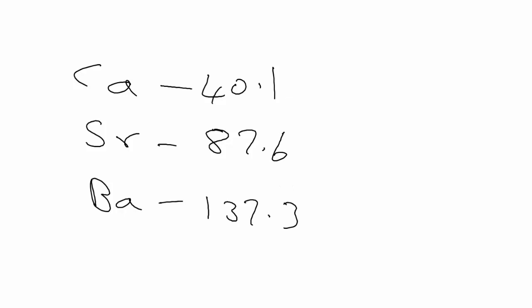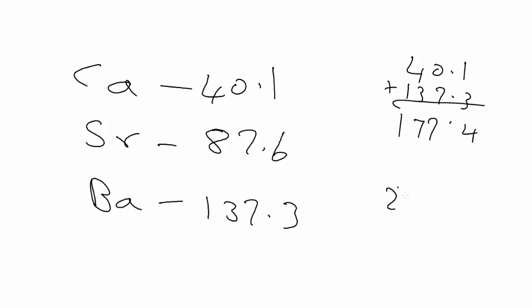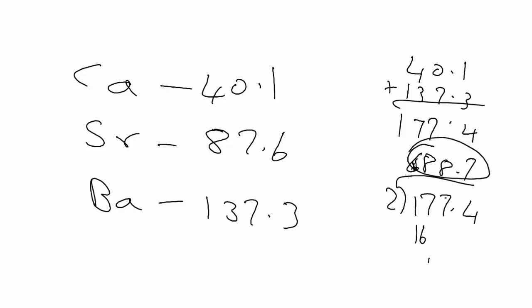Now if you were to take a calculator or just do the math yourself, you get 40.1 plus 137.3, that's 177.4, and let's say divided by 2. So after you actually divide it, you will get 88.7. Strontium is 87.6. So like I said, it's roughly equal to the average of the other two atomic masses.